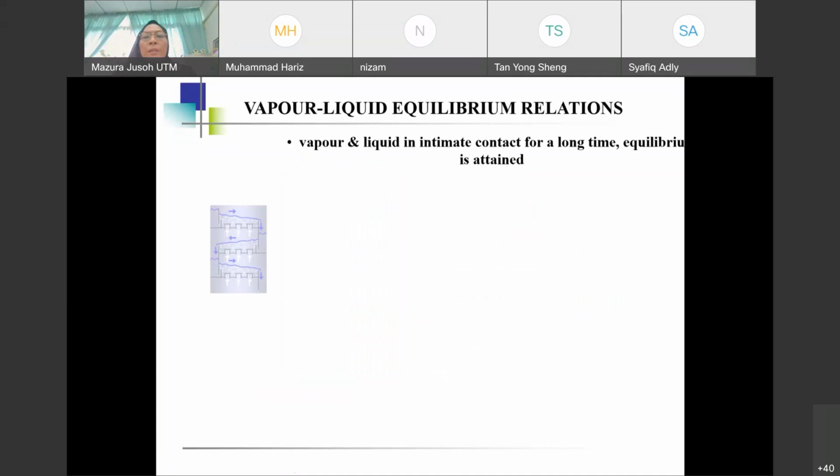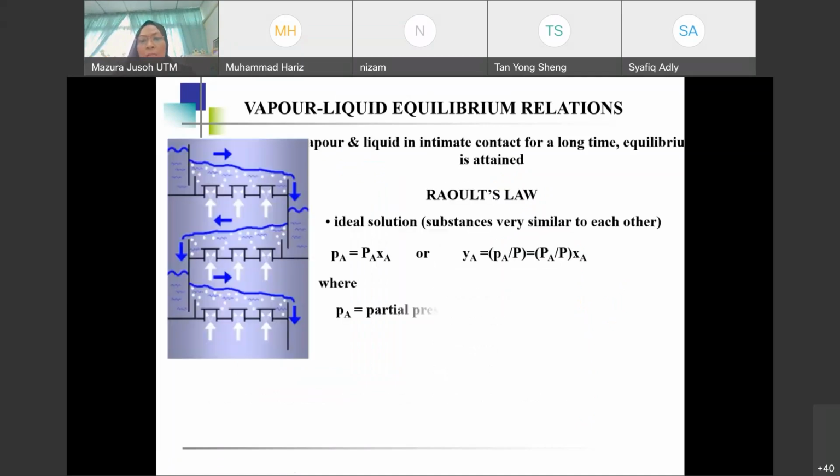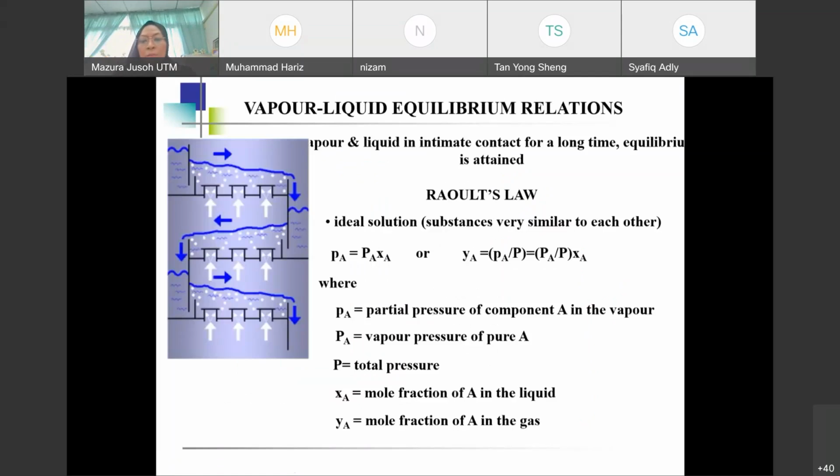Okay, so before we go into the designing of how many trays you need to do a certain separation, you need to understand what Raoult's law is. Before this, you have been taught on Henry's law. So anybody can remember what Henry's law is? Try to write in the chat box. So what is the equation for Henry's law? Can you write down the equation? Let me see your equation for Henry's law. Do you remember?